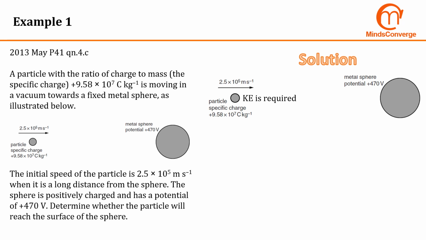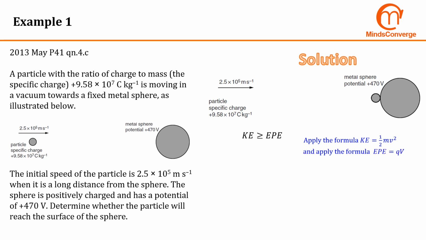So, when the particle is moving towards the sphere, the loss of kinetic energy is transferred to the increase of the electric potential energy of the particle. If the kinetic energy of the particle is equal to, or greater than, its electric potential energy at the surface of the sphere, then the particle will reach the surface of the sphere. The kinetic energy of the particle can be written as half mv squared. And the electric potential energy of the particle can be written as the charge of the particle times the electric potential at the surface of the sphere.